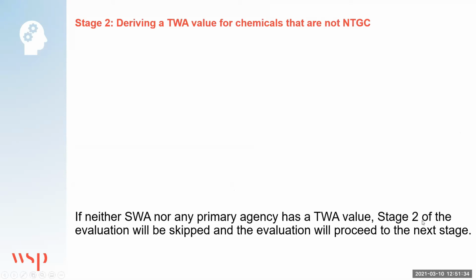So that was we're talking about stage 2. So we'd skip and go on to stage 3. So none of the sources had a TWA. We just go straight to the acute values, the acute WES.